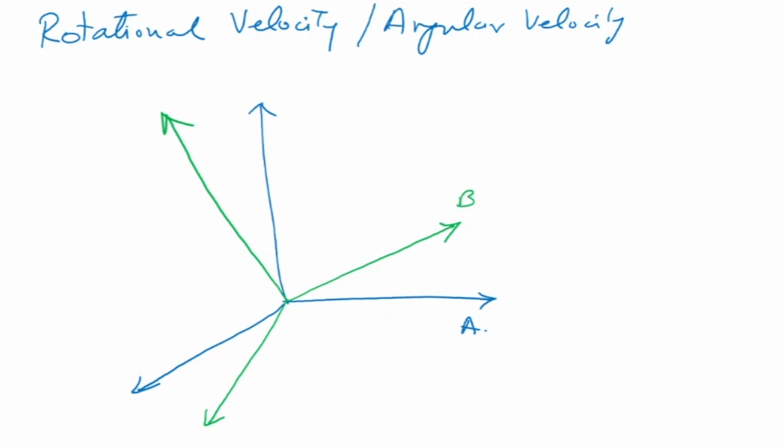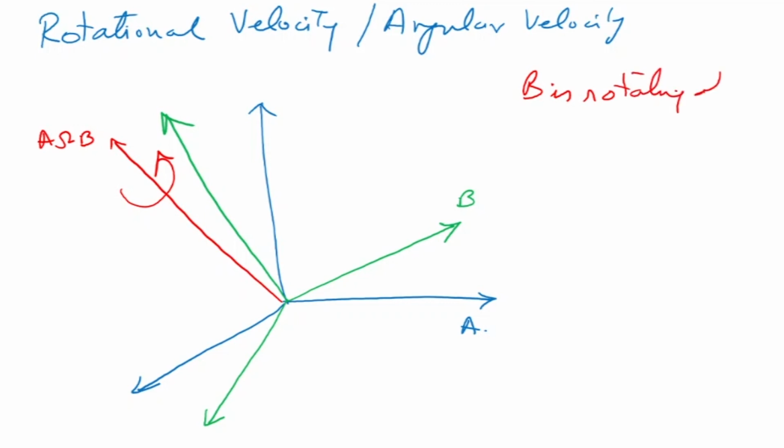Now this B frame is rotating about an axis. Let us say this B frame is rotating about this axis with an angular velocity A omega B. So B is rotating about an axis with an angular velocity A omega B.